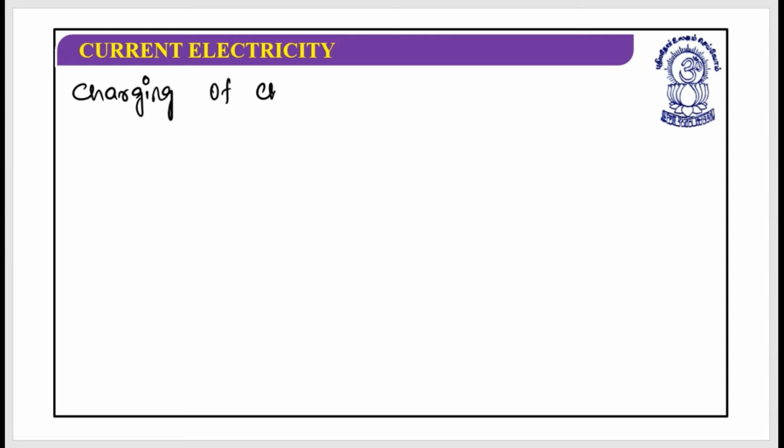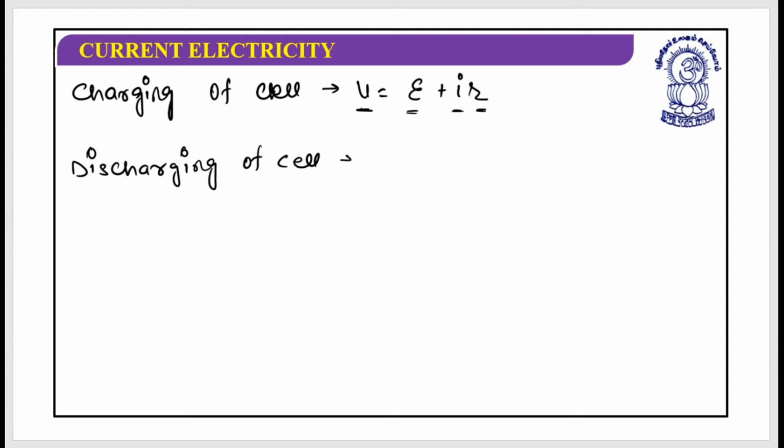When it is a charging of a cell, we say V equals E plus IR, where V is the terminal voltage, E is the EMF, I is the current passing through the cell, and R is the internal resistance. When the cell is being discharged, we can say V equals E minus IR. That means terminal voltage is less than the EMF of a cell. This is the charging and discharging.